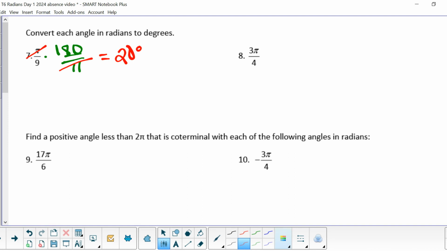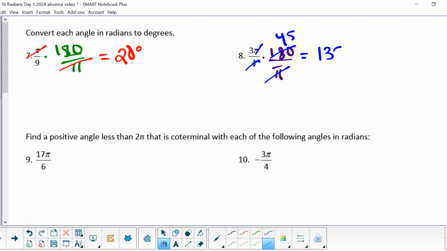Just thinking of the last problem there. Okay, next one, we're going to again do 180 divided by pi. So again, I'm just going to cancel the pi's and see what I can do to make this a little bit easier to work with. So let's see, 180 divided by 4 is 45, and 45 times 3 is 135.